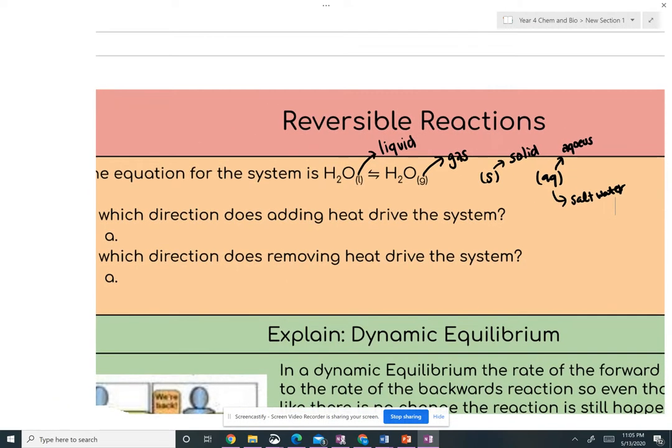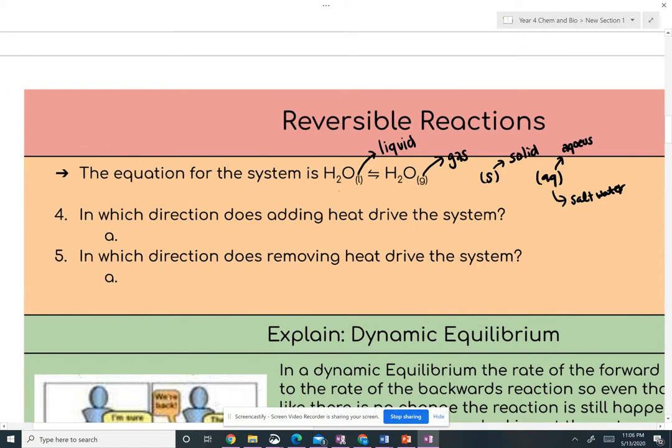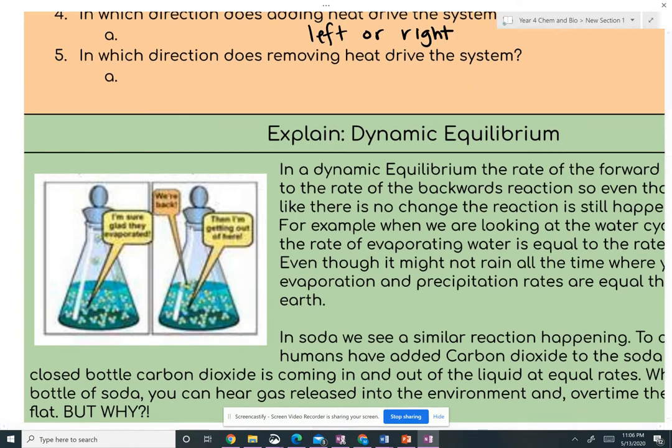In this case, they're asking, if we're talking about liquid water to gaseous water, in which direction does adding heat drive the system? So basically, you're going to say, is it left or is it right? If you heat liquid water, is it going to go to a gas? Is it going to go to a liquid? And same thing on there: does it go left? Does it go right?